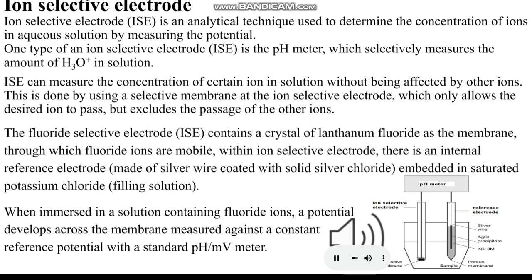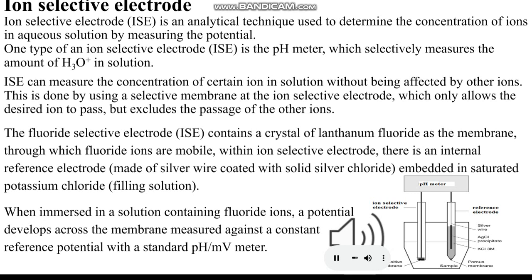In this experiment, the example is fluoride ion selective electrode. Ion selective electrode for fluoride contains a crystal of lanthanum fluoride as the membrane, through which fluoride ions are mobile. Within the ion selective electrode, there is an internal reference electrode made of silver wire coated with solid silver chloride embedded in saturated potassium chloride filling solution. This is the ion selective electrode part. The other part should be the reference electrode.